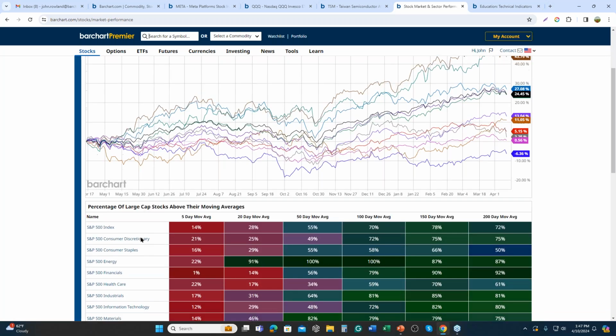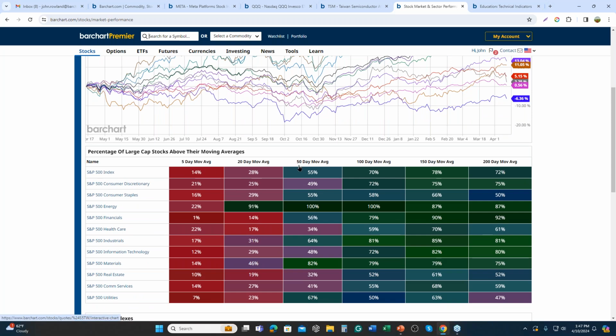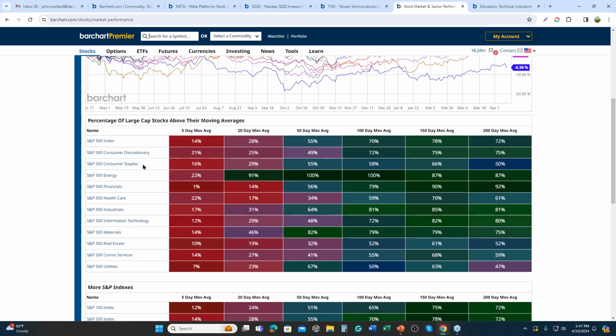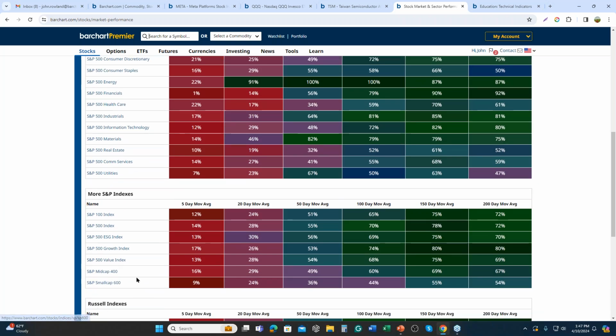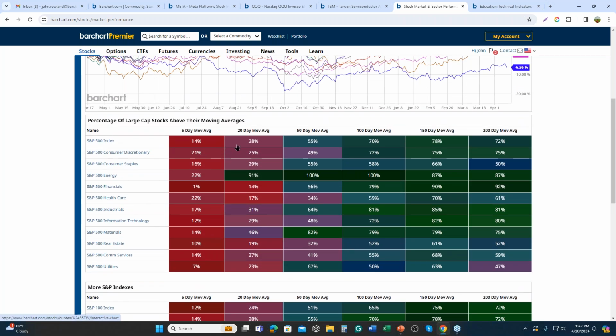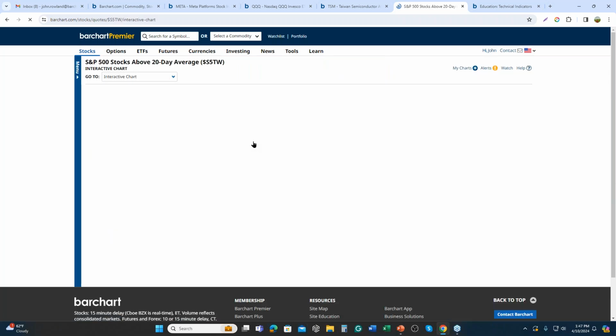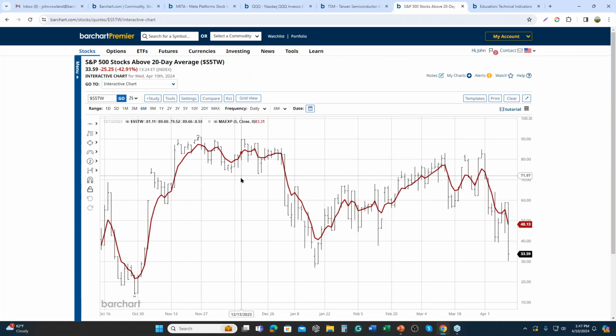Performance-wise, again, a very cool feature is here we can see that this is a little bit more granular: 5-day, 20-day, 50, 100, 150, 200 days. And not only is it granular in that aspect, but also by indexes and sectors. So for instance, on the 20-day moving average for today, only 28% of stocks in the S&P 500 are above the 20-day moving average. That might be a bearish signal for us.